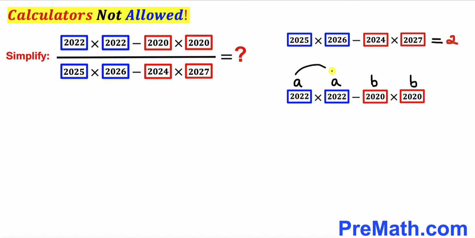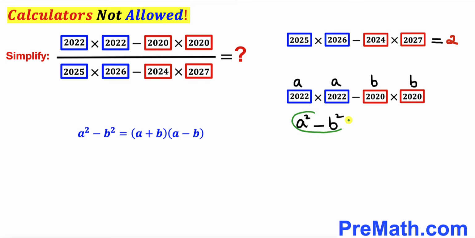Therefore, we got a times a, which gives us a squared, minus b times b, which gives us b squared. And now let's recall this famous identity. a squared minus b squared could be written as a plus b times a minus b. In other words, the difference of two squares is the product of the sum and the difference. And we are going to apply this identity on this part. So this a squared minus b squared could be written as a plus b times a minus b.